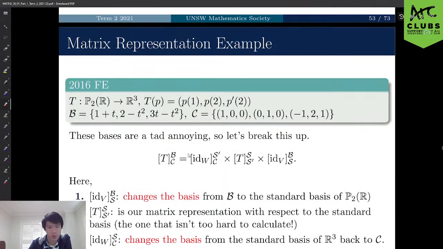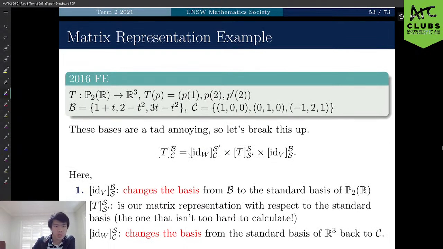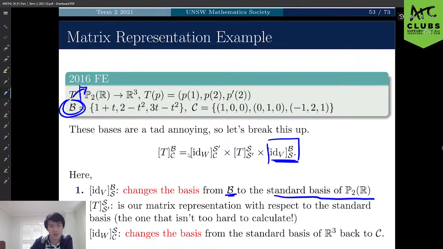So let's just explain what this means. We start with a vector in basis B, because that's the domain. We don't want it to be in B because it's a bit annoying, so we convert it to S. So this is the identity map that converts the basis from B to the standard basis of P to R, to the standard basis of our domain. Now that we've got that, we can just do our matrix representation with respect to the standard basis. And this won't be hard to calculate.